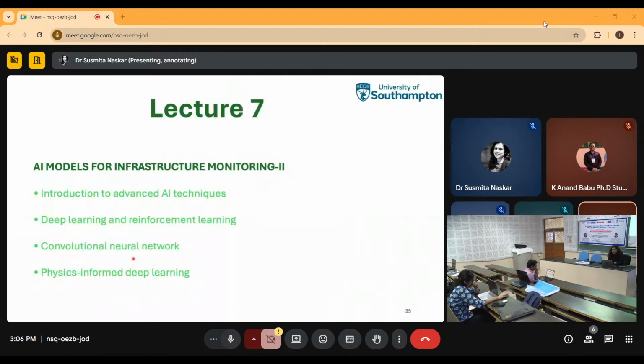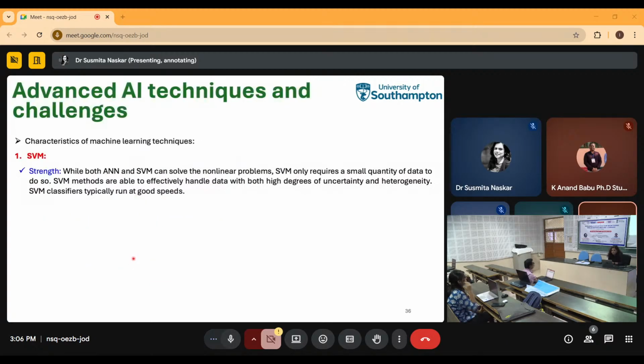Okay. In today's lecture, as I said, we are going to talk about some introduction of advanced AI technologies. We will also talk about deep learning and reinforcement learning, and we are going to discuss these models in terms of the application of infrastructure monitoring. We'll also talk about the convolutional neural network as well as physics-informed deep learning.